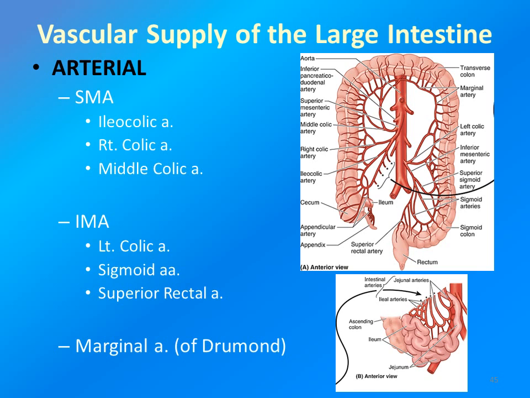These branches from the superior mesenteric artery and the inferior mesenteric artery all anastomose along the border of the large intestine, forming a large marginal artery. This artery is known as the marginal artery of Drummond, after the individual who first described it. The marginal artery will give rise to arcades and straight arteries supplying the gut tube.